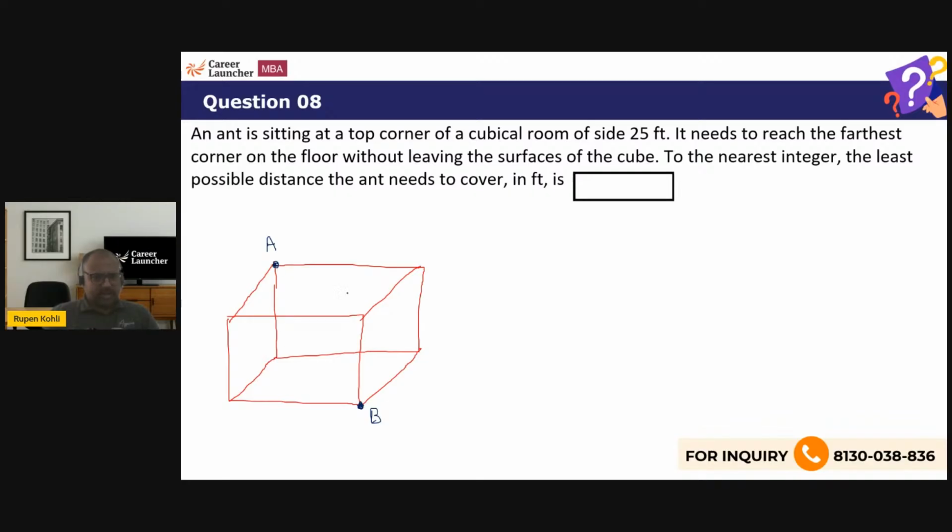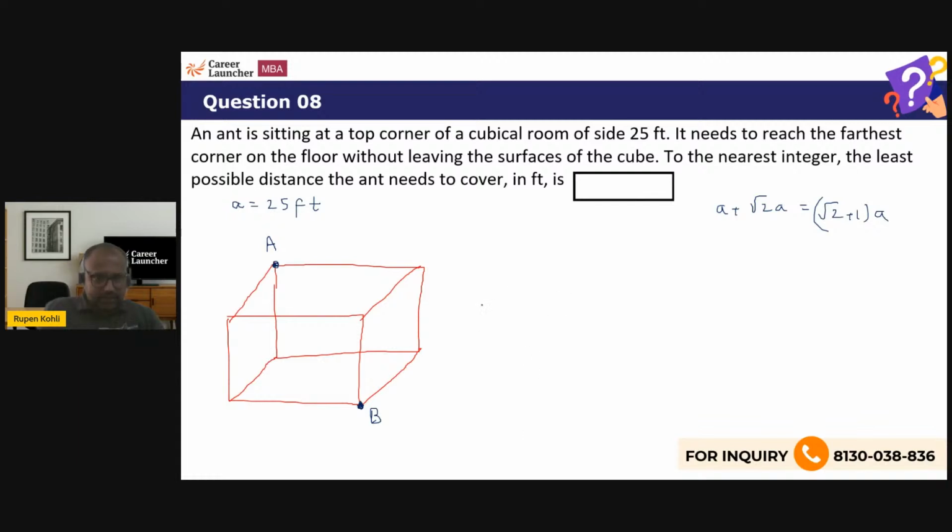You said a is 25 feet, the side length of the cube. Mostly people answer as a plus root 2a. Most common answer is a plus root 2a, which is not the correct answer. I'm just comparing the most common wrong answer with the actual answer.